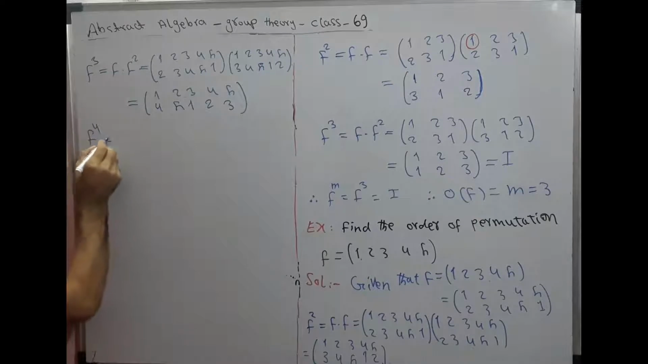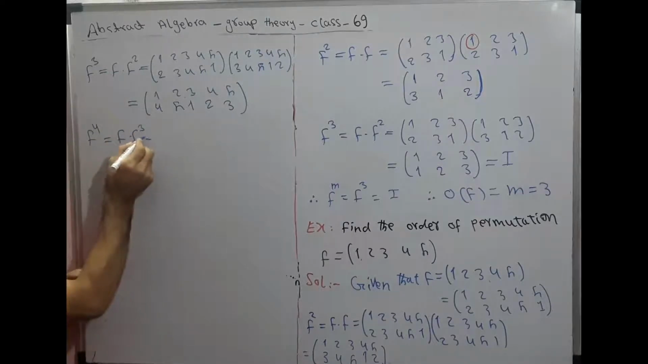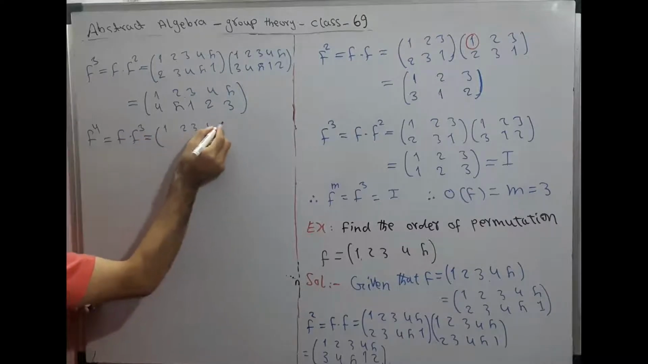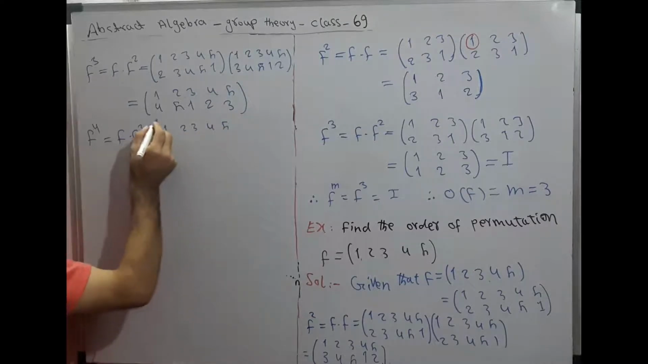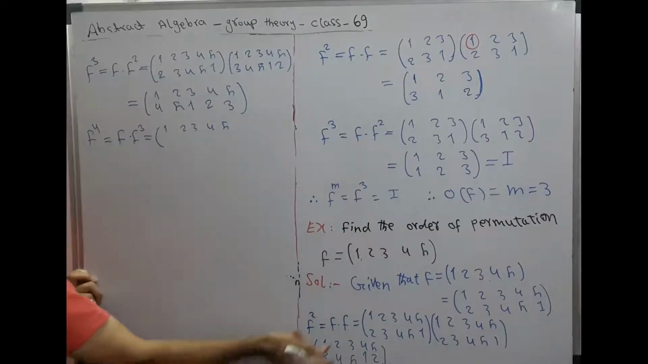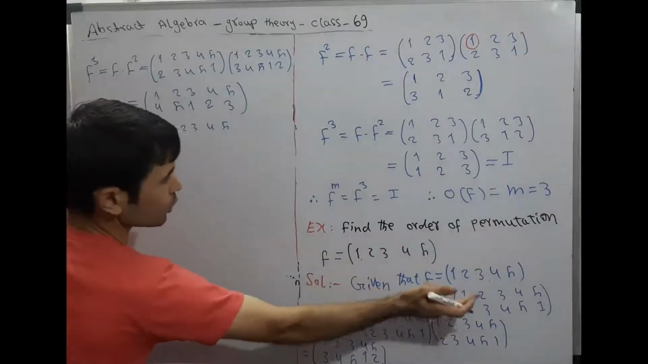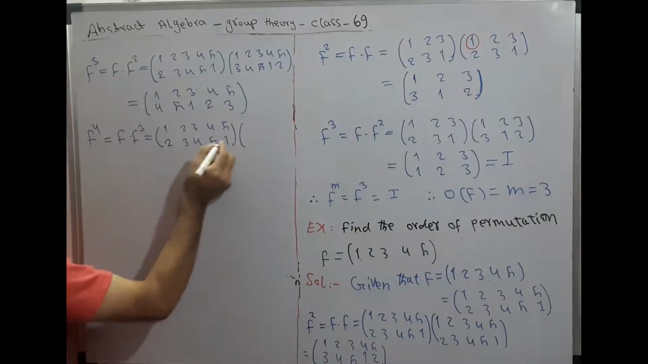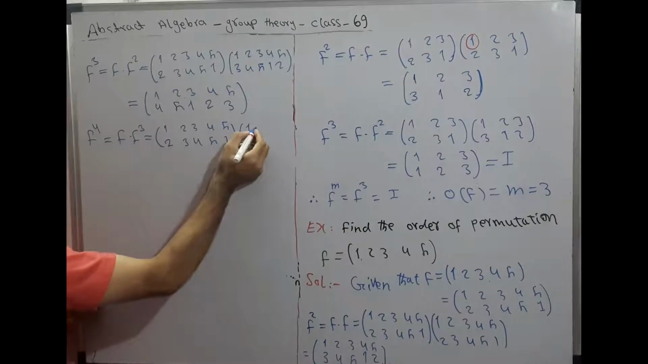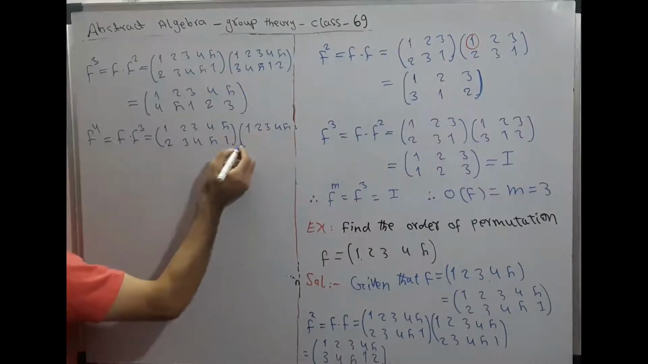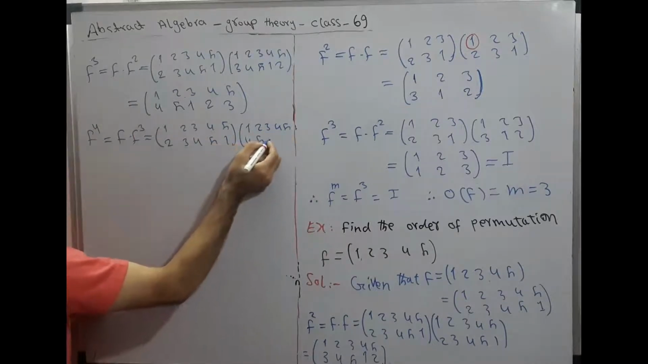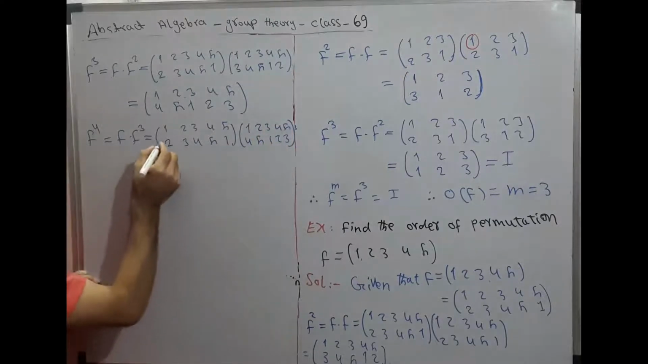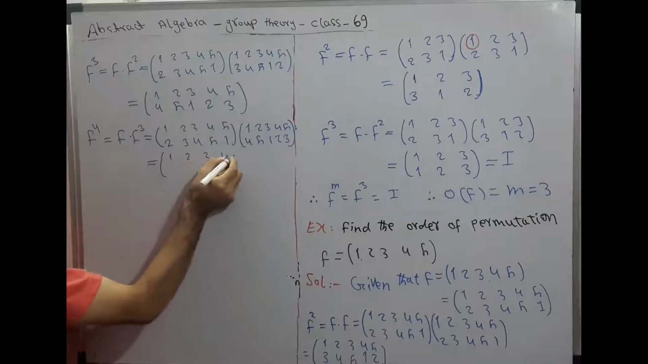f to the power 4 is equal to f into f squared. f cubic is equal to f, 1 2 3 4 5 / 2 3 4 5 1, into f cubic. We got 1 2 3 4 5 / 4 5 1 2 3. It is equal to 1 2 3 4 5 / 1 2 3 4 5.